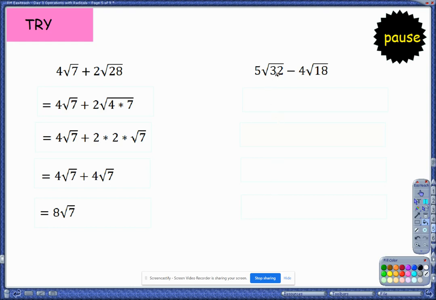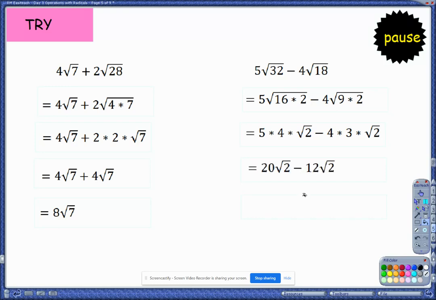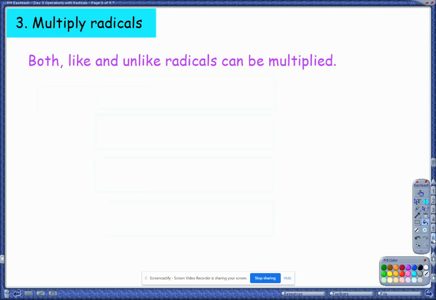For the second question, 32 and 18 can both be simplified. 32 can become 16 times 2 and 18 can become 9 times 2. And so we simplify the radicals and we multiply out the whole numbers, and we get 20 radical 2 minus 12 radical 2, which can be subtracted, so it becomes 8 radical 2. So now, keeping all of this in mind, we're going to do some multiplication with radicals.